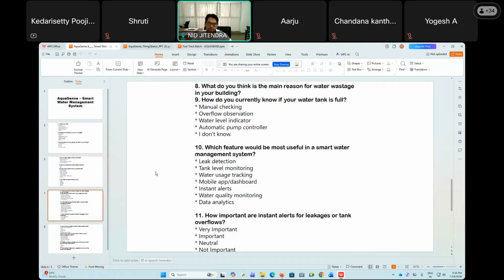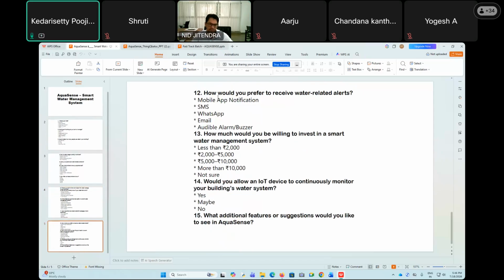How do you currently know if the water tank is full? Okay, it's a good question. Which feature would be most useful in a smart water management system? So leak detection, tick, tick, tick, tick, tick. Okay, very good. Go ahead. The last part. How would you prefer to receive water-related alerts? Okay. How would you be able to invest in the smart water management system?